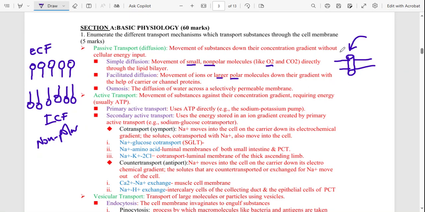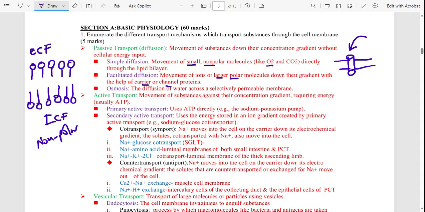And what happens is that this protein is going to now allow those substances that are charged to pass through the plasma membrane, and those which are larger to pass through the plasma membrane. So that is facilitated diffusion. So there is actually a protein or a carrier or a channel through which substances will pass. And then, of course, you have got osmosis. Now, osmosis is specifically for water, where water will be moving from high concentration to low concentration down the gradient.